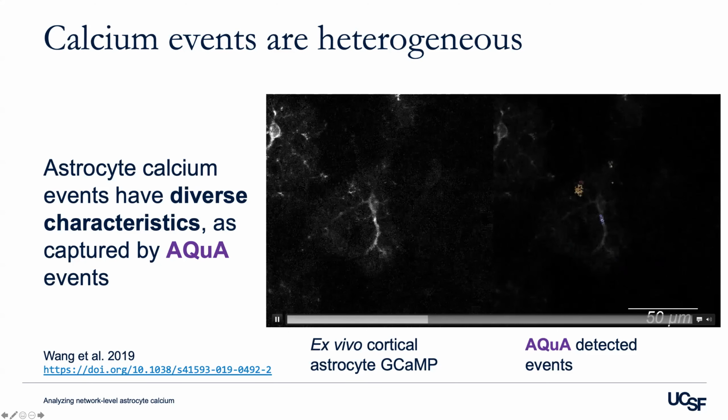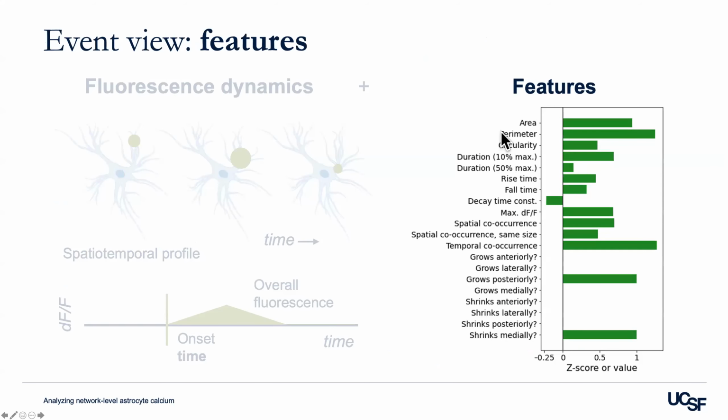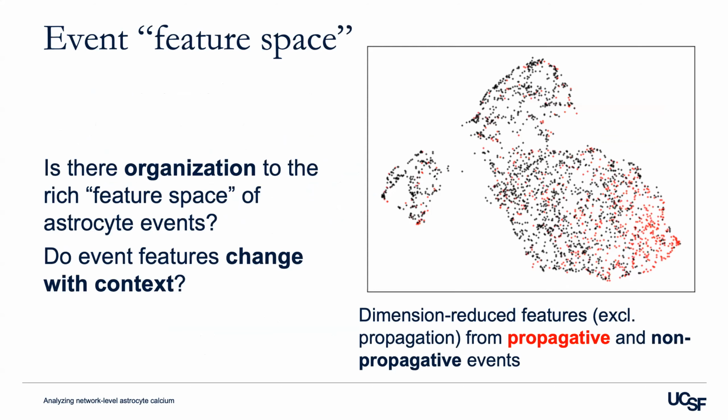And AQuA captured this beautifully by providing with each individual identified event a vector of features that describe quantitatively how the event looks to a certain degree in terms of its spatial characteristics, its dynamics, its propagation, and so on. So a natural question is what are all of the features that an astrocyte event might be able to occupy? And building off of that, whether there are actually changes in this space depending on the context, for example, the network state of sleep versus wake, or based on the GPCR signaling milieu of the astrocyte.